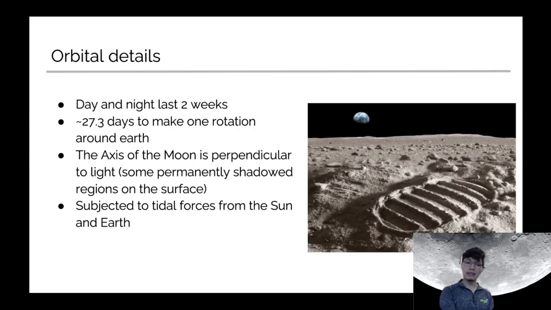Now for some orbital details about the moon. The day and night cycle on the moon lasts for 2 weeks, so this means that there's 2 weeks of daytime and then 2 weeks of nighttime, which tends to equal about 27.3 Earth days to make one lunar day. The axis of the moon is perpendicular to the light from the sun, so there are some permanently shadowed regions along the lunar surface. And the moon is also subjected to tidal forces from both the sun and the Earth.